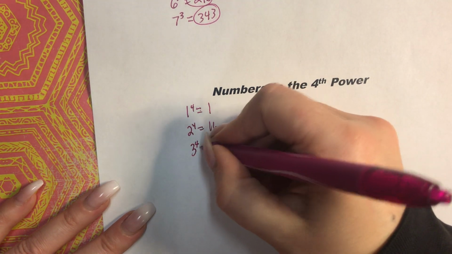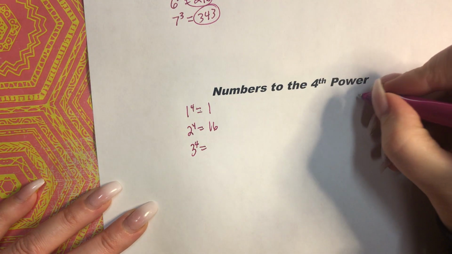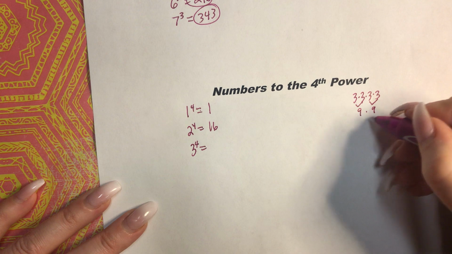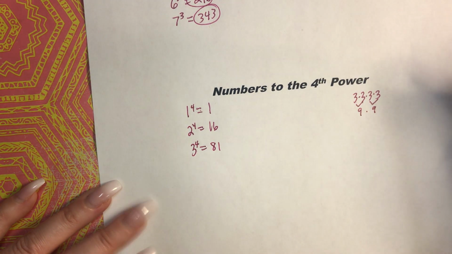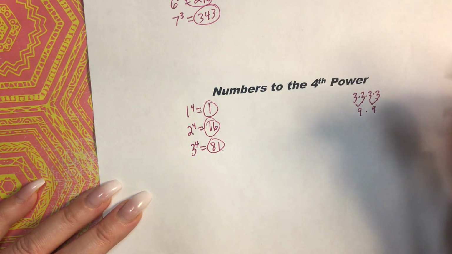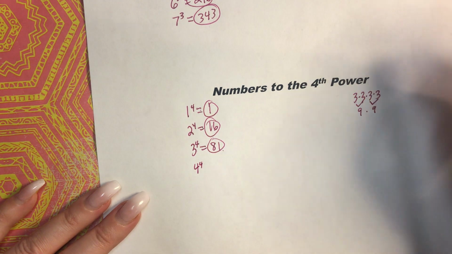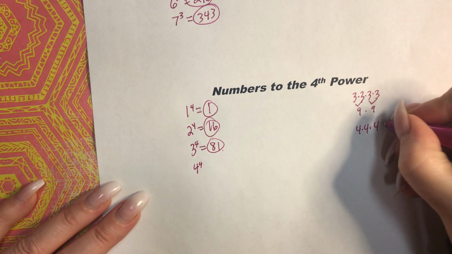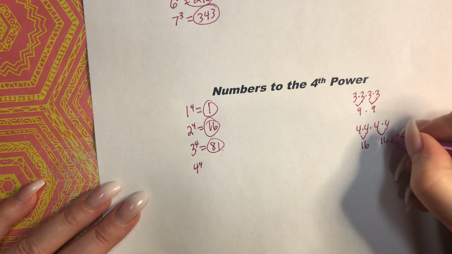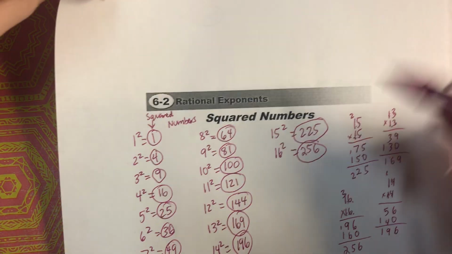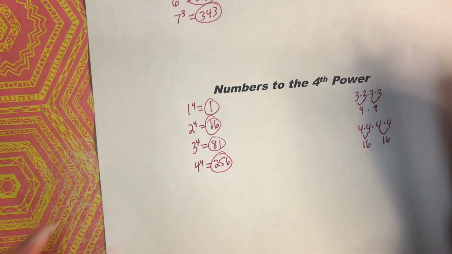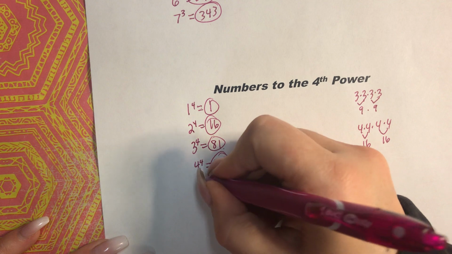And then 3 to the 4th power, okay, that's the same thing as 3 times 3 times 3 times 3. So 3 times 3 is 9, 3 times 3 is 9. 9 times 9 is 81, okay? So 3 to the 4th power is 81, which is also the same thing as 9 squared. 4 to the 4th power, okay, 4 times 4 times 4 times 4. 4 times 4 is 16, 4 times 4 is 16, and 16 squared, we figured that out. That was 256.